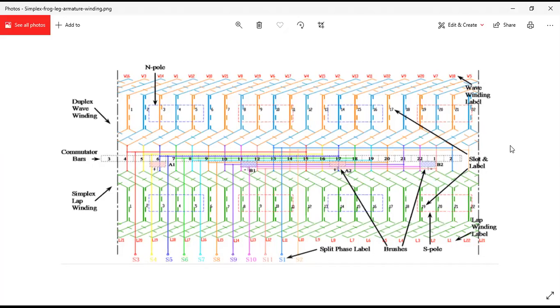So you can check that. And there are split phase level connections in place to place. So there are 10 such connections where this lap and wave are made parallel. So this type of winding is called the frog leg winding, which combines the advantages of lap and wave winding.